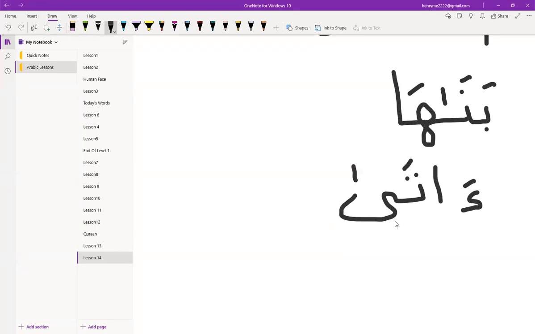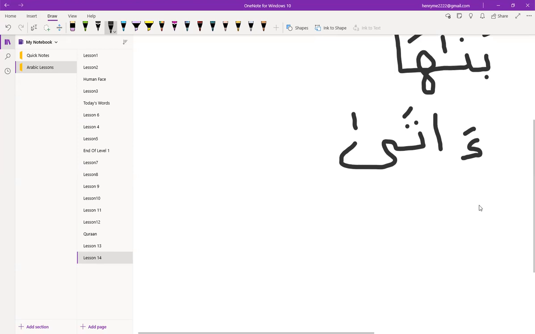The same thing applies for the wa as well. Let me give you an example. And these words are from the Quran, actually.